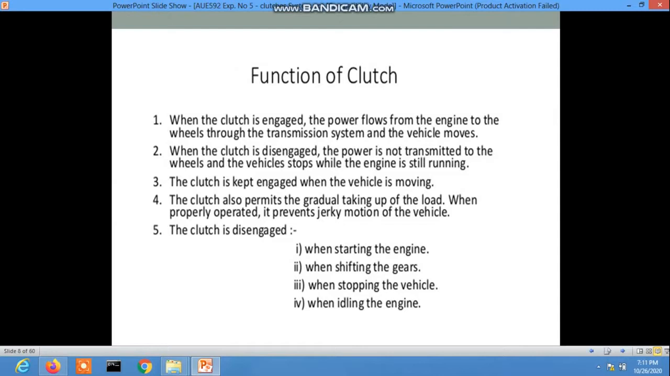The clutch is disengaged when starting the engine, when shifting the gear, when stopping the vehicle and when idling the engine. And when the clutch is released, that means the clutch is engaged.